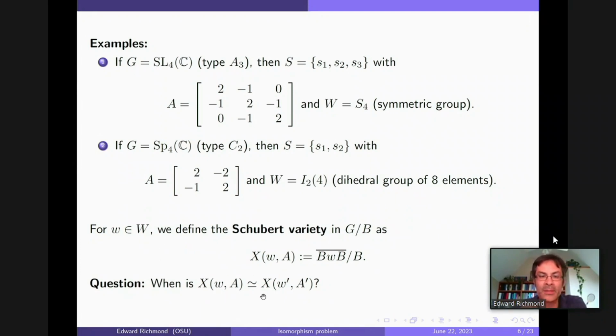And now the question is going to be: given a Schubert variety of one type and a Schubert variety of another type, they're going to have corresponding Cartan matrices. When are these things going to be algebraically isomorphic?